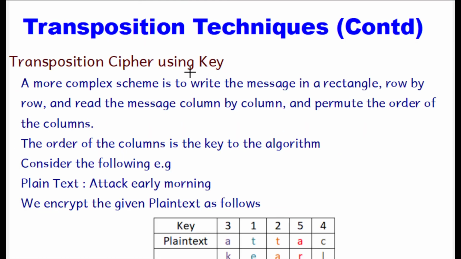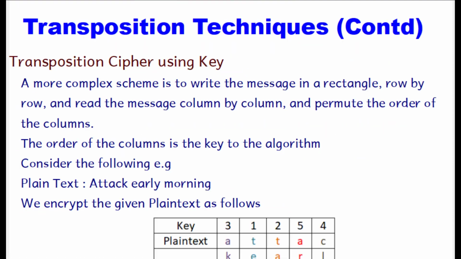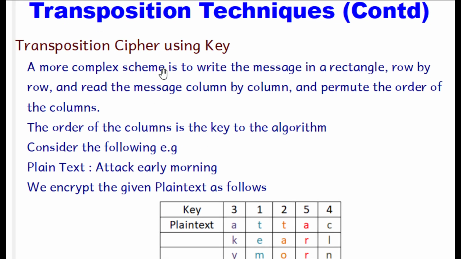Then the next transposition cipher is the one using a key. The rail fence was a keyless cipher technique, and here we have the transposition cipher using a key. This is a little more complex than the rail fence cipher. What we do in this case is write the message in a rectangle. We arrange the message in the form of a rectangle row by row, read the message column by column, and permute the order of the columns.